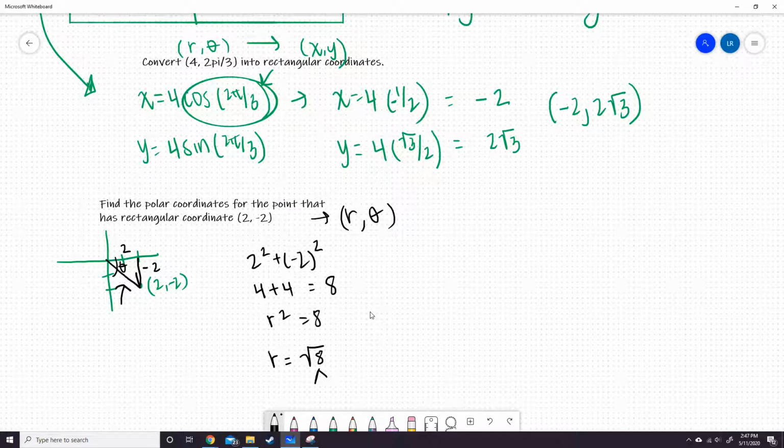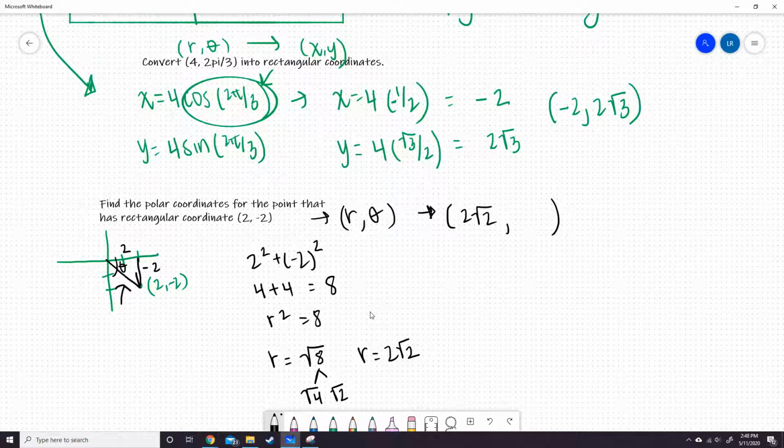And of course, we could break that down into square root of 4 times the square root of 2, and so r is 2 root 2. And so in our ordered pair, we would say r is 2 root 2. Now we need to figure out theta.